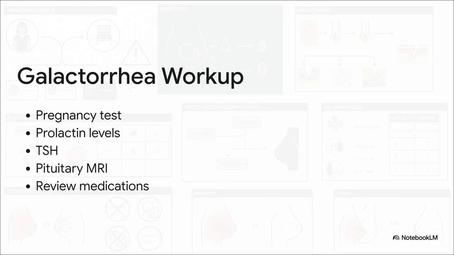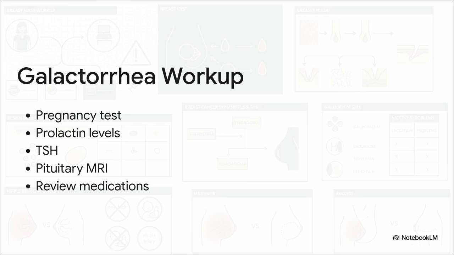Conversely, if the discharge is physiologic and milky, you're looking at a galactorrhea endocrine workup panel. You'll sequentially evaluate for hyperprolactinemia, which is the most common physiologic cause. Run a pregnancy test, check prolactin levels, get a TSH to check for hypothyroidism, consider a pituitary MRI for an adenoma, and review medications like antipsychotics or metoclopramide. Always get a pregnancy test first.